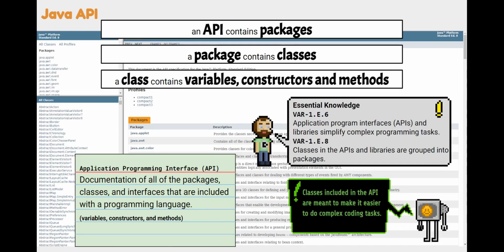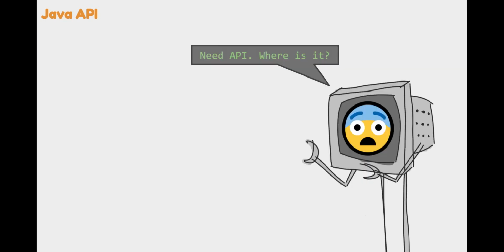The classes that are included in the Java API are meant to make it easier to do complex coding tasks. This aligns with our essential knowledge. Application program interfaces and libraries simplify complex programming tasks, and classes in the APIs and libraries are grouped into packages. So you can think of a package like a gift or a box that you receive in the mail, and then you open it up and you're like, oh, there's a bunch of Java classes in here that will make programming easier for me. Yes, this API sounds great, and we need to know where to find it.